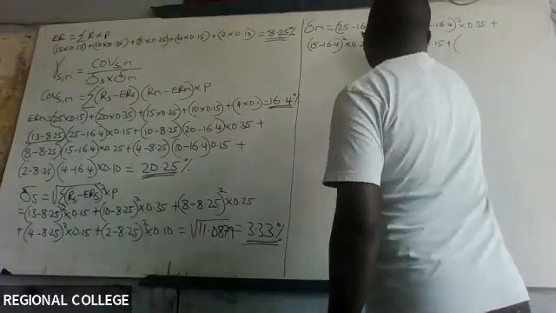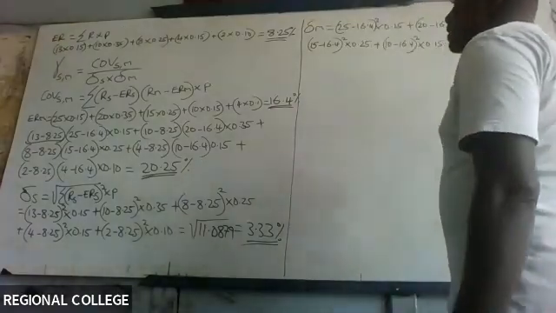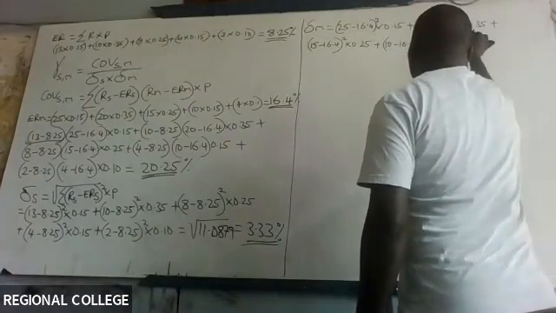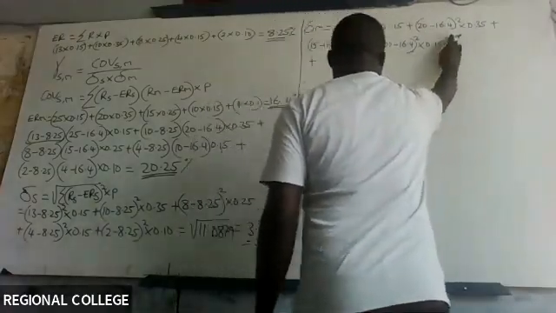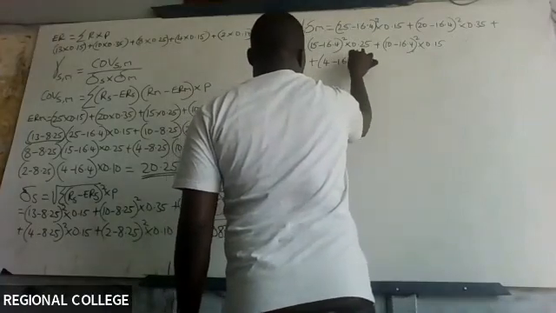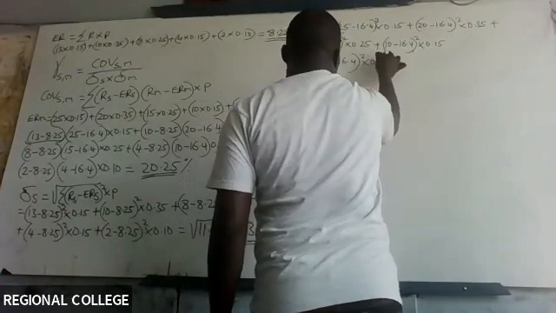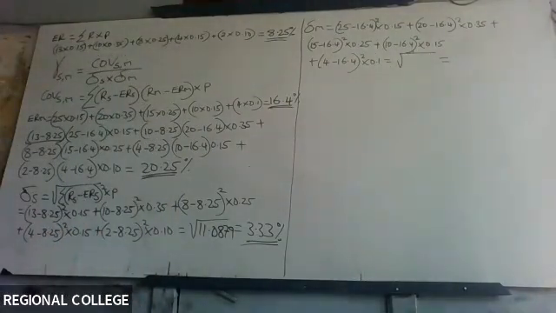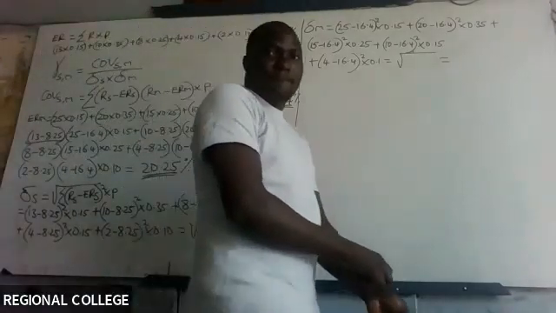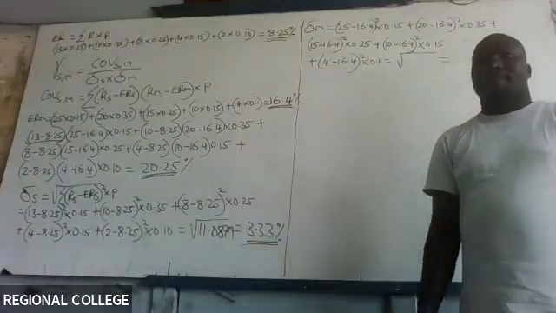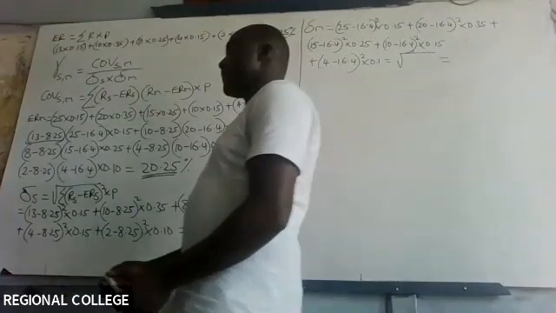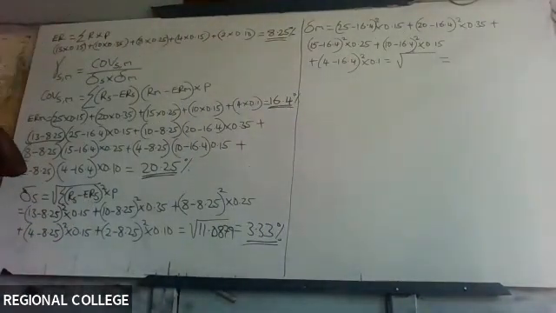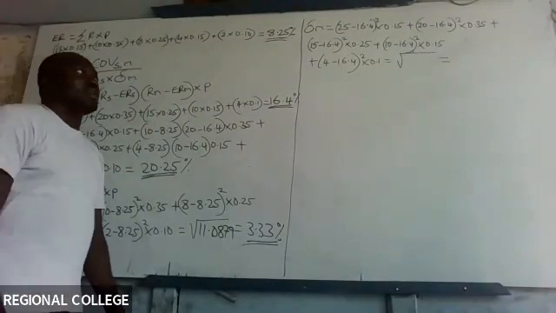Then we have the fifth one. It's 4. So plus 4 minus 16.4 squared times 0.1. The square root, I get that. So 16.4 is common, so I work with it as my answer. So it becomes easier.